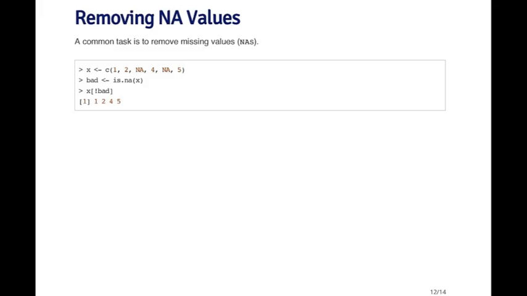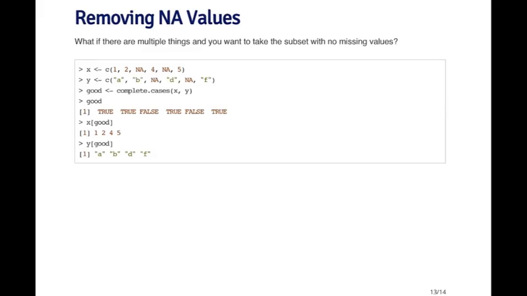So now that tells me which ones are missing, but actually I don't want the ones that are missing. I want the ones that are non-missing. So I need to take the opposite of bad, which I can do with the bang operator or exclamation point. So now I take x, single bracket, bang bad, and that gives me the good elements, which are 1, 2, 4, and 5.